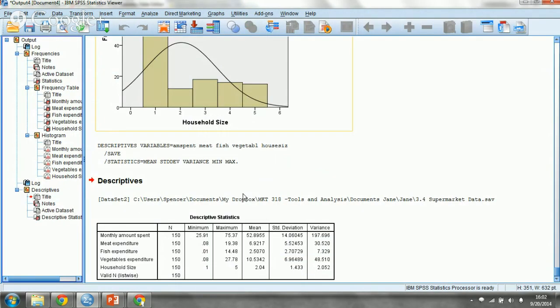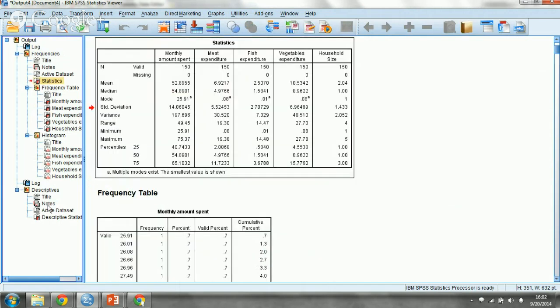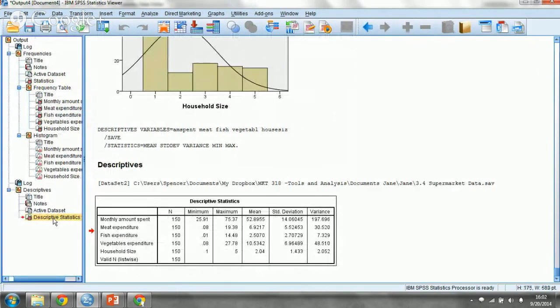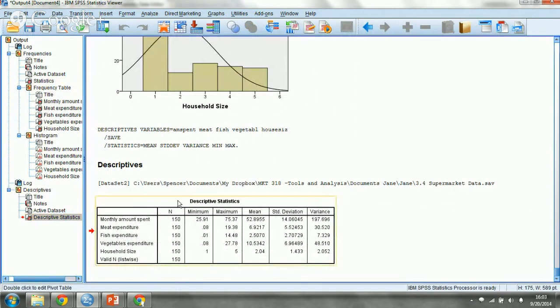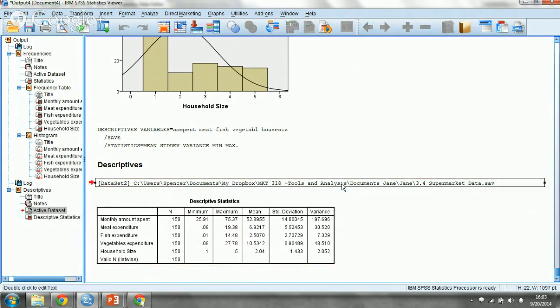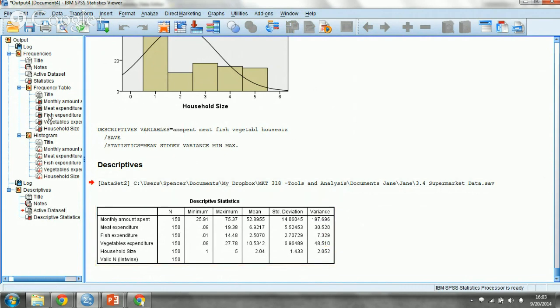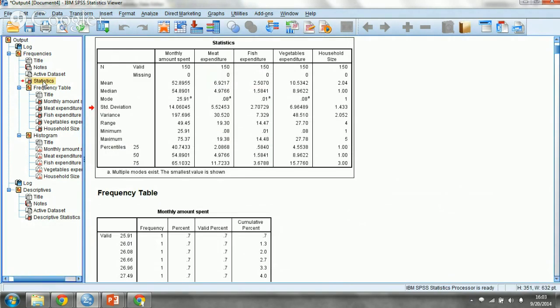Okay, so to do that, I'm going to go ahead, and just like we did with the frequency statistics, on this side we can see from the descriptive statistics, the variables are now on the left, and the statistics are now on the top. So now in this instance, the monthly amount spent, the minimum is $25.91, the maximum is $75.37, the mean is $52.90, with a standard deviation of $14.06, and there is the variance, right? It's just a different way of showing what we already saw all the way up here under frequency statistics.